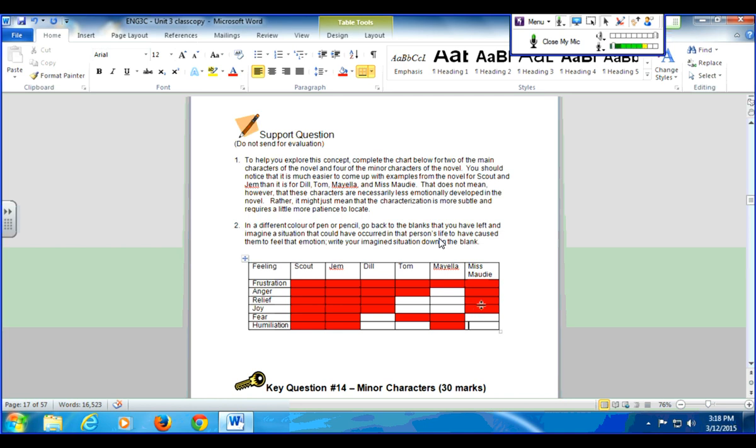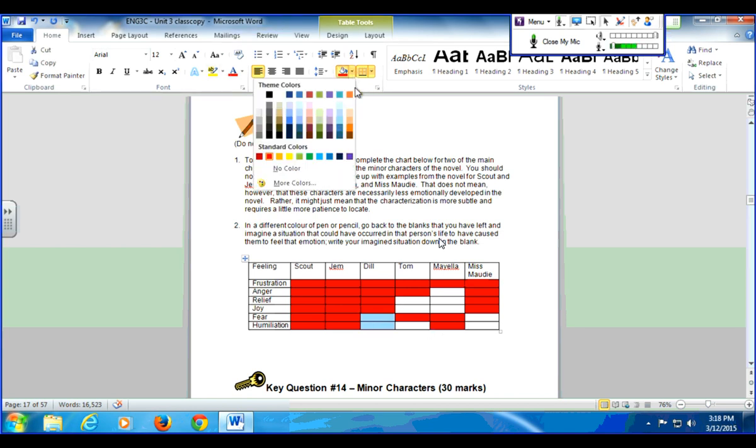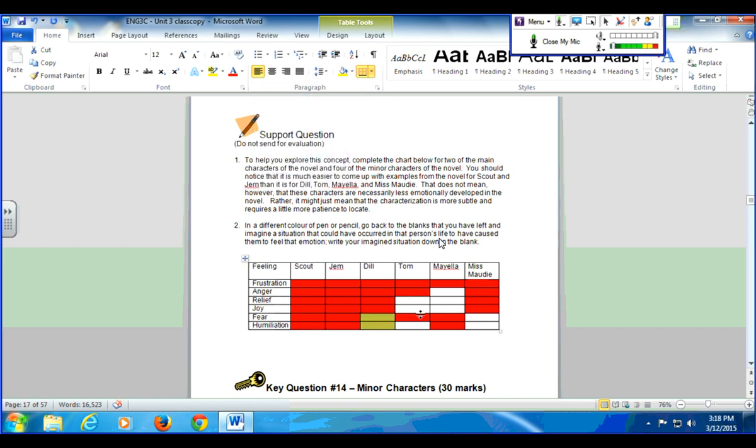And so that is what we have. So we notice we have 2 unshaded boxes for Dill. We have a 3 for Tom. I'm just highlighting these right now as it's easy to see them. And 2 for Miss Mowdy. So number 2 says, second part is a different color pen or pencil.